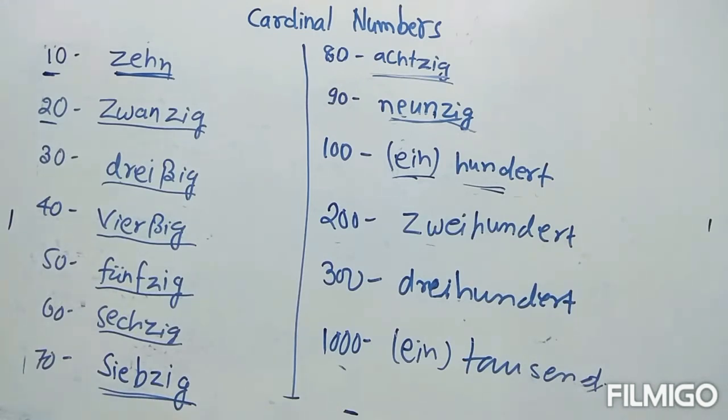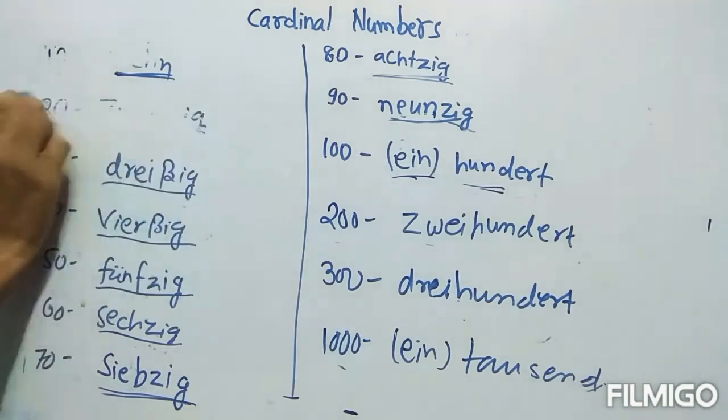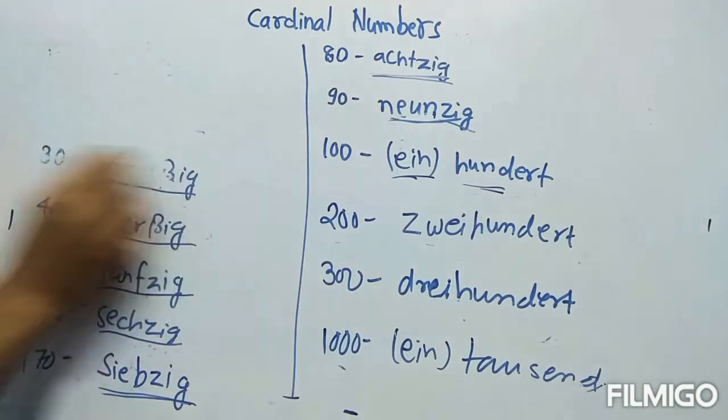200, zweihundert. 300, dreihundert, and thousand is tausend, eintausend. So further we will learn how to write 21, 22, 23 and 201, 202, 41, 51, 61, 1001. So next we start from 21.